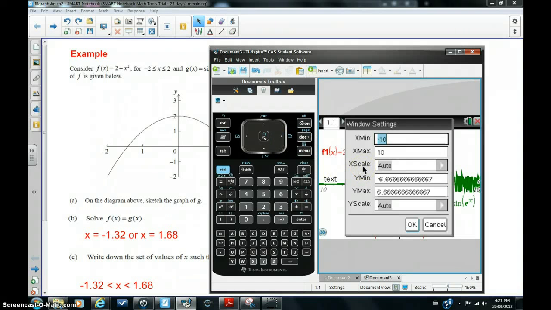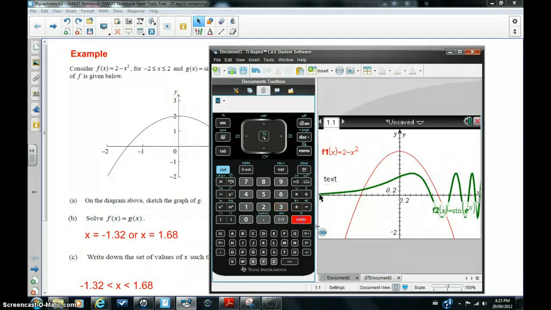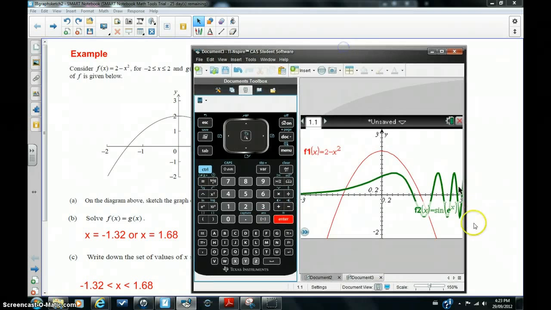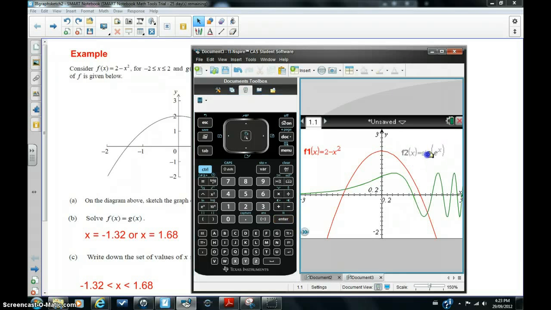I'm going to make x minimum minus 3, for example. Tab to x maximum, make that plus 3. Tab down y minimum, make that minus 2. And y maximum, make that 3. And tab to OK, hit enter. That's a bit better. Now I can see the second graph, which is in green.